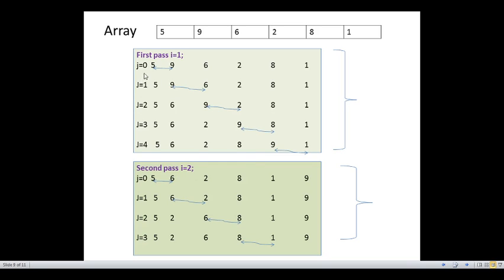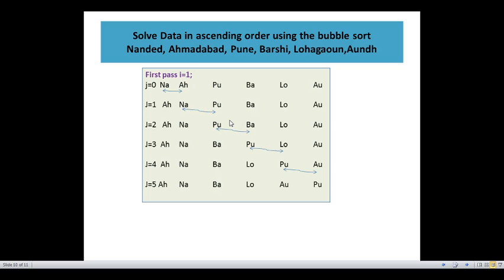See, a similar example. Here is also the sixth element, but here we are considering the digits, and here we are considering the alphabets. Okay, so compare and sort these elements in ascending order. Try this example. Okay, thank you.